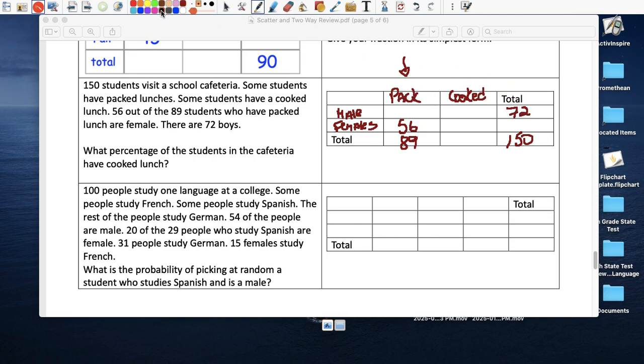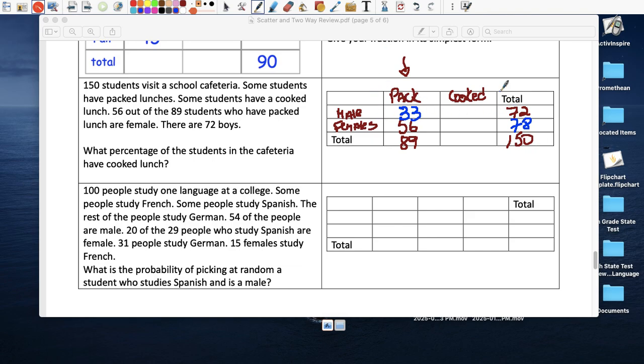So that's plugging in my information. Let me find the rest here. So now we can add and subtract. 150 minus 72 gives us 78. So that number right here. We can go up and down here in the packed lunch. What is that? 89 minus 56. It's going to give us 33 over here.